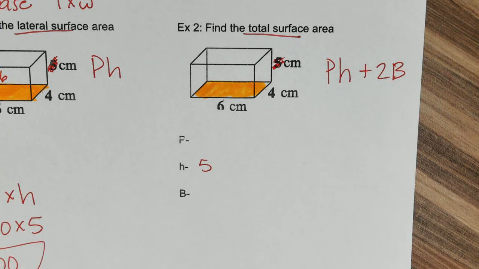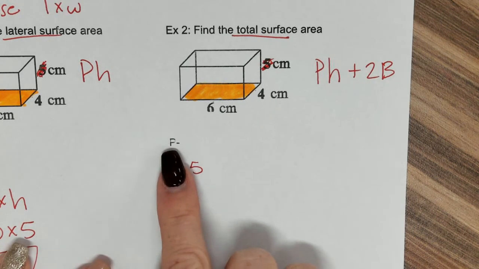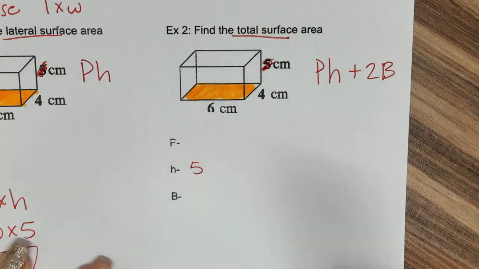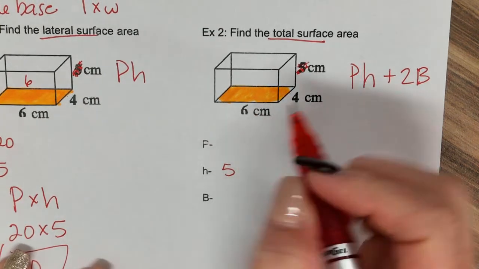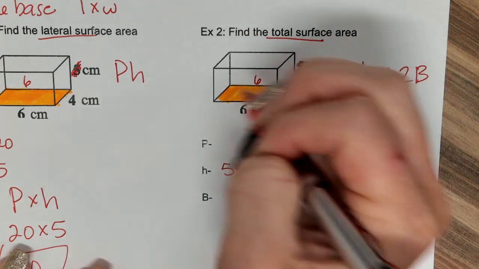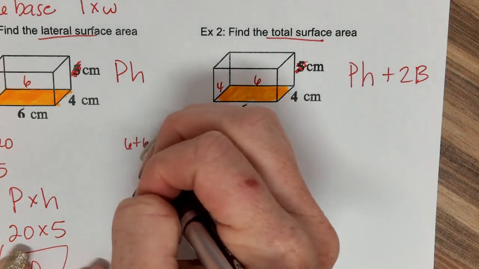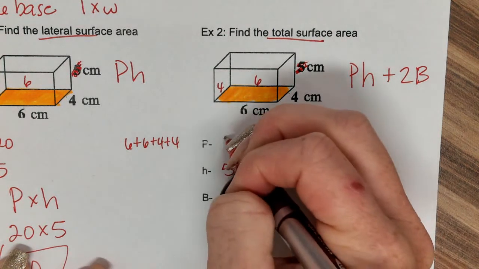Now we're going to find the perimeter of the base. How do you find perimeter of the base? Add all the sides. So what am I going to add? 6 plus 6 plus 4 plus 4. We already did that, which was what? 20.